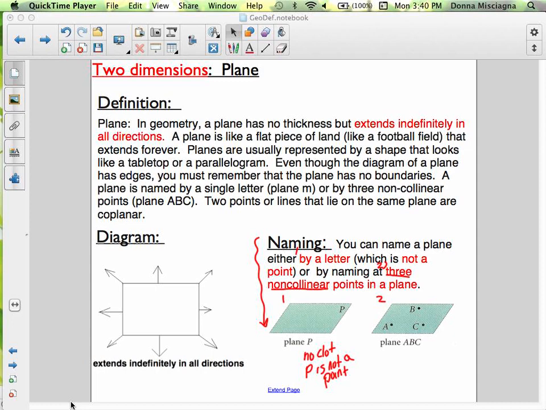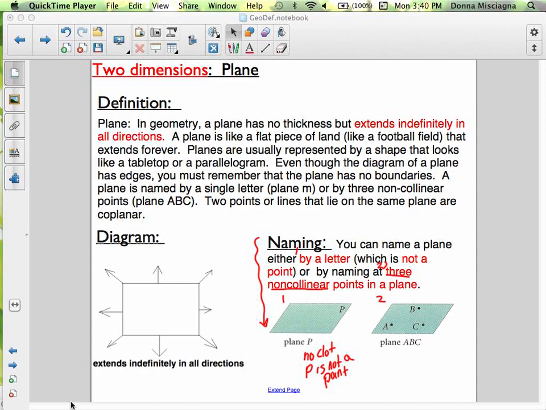I have the most important words highlighted in red. You certainly can write more, but please write the words that are in red. So plane: in geometry, a plane has no thickness but extends in a shape that looks like a tabletop or parallelogram. Even though the diagram of a plane has edges, you must remember that the plane has no boundaries. A plane is named by a single letter, like plane M, or by 3 non-collinear points, like plane ABC. And we'll talk about that in the next portion.